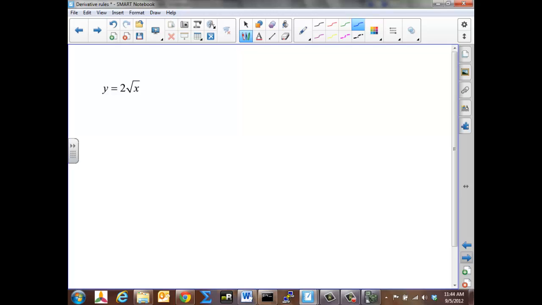X to the 1/2. This is the same as 2 times x to the 1/2 power, right? So now we can use our power rule, which says that y prime is, that 2 is going to stay there. Move the 1/2 down. X to what power? Negative 1/2. We've got to subtract 1 from it. 1/2 minus 1. You subtract 1 from it. Yep. Well, how can I simplify that?